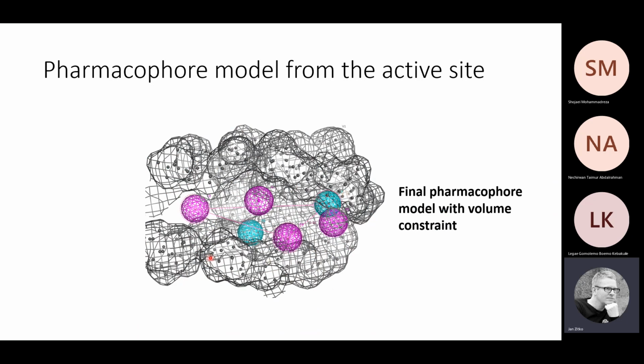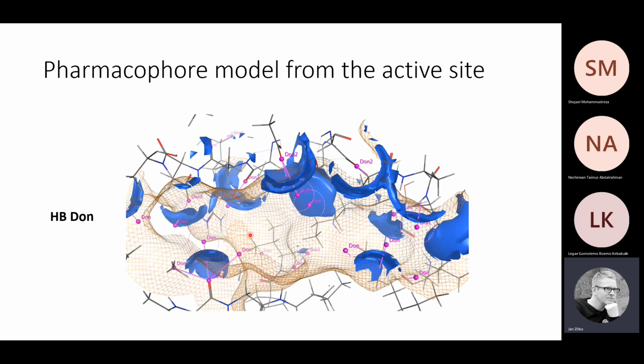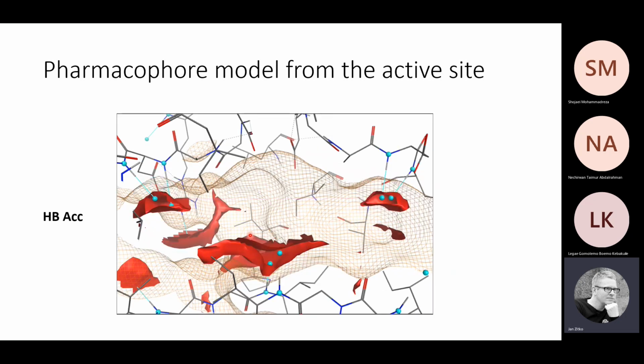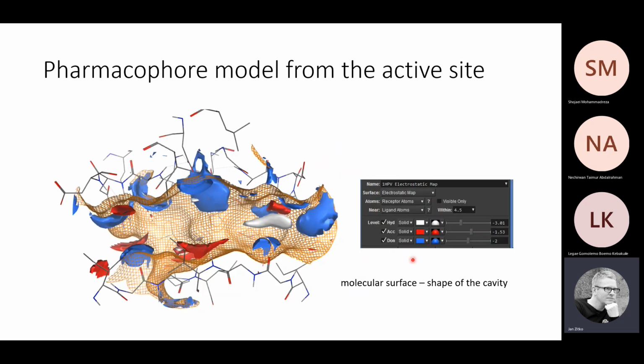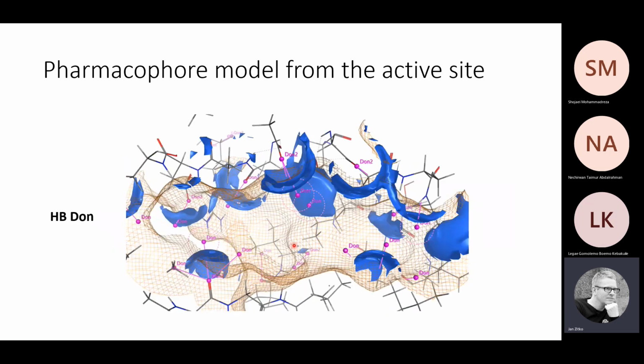Plus, then you have the pharmacophore features based on the H-bond donors and acceptors, but of course you do not have to restrain yourself just to H-bond donors and H-bond acceptors as it was here. You can also use this coloring to define cations, anions, and so on. So this is just an example.